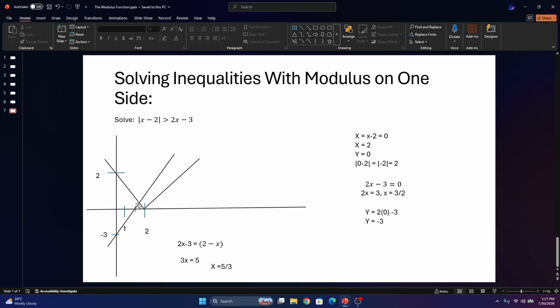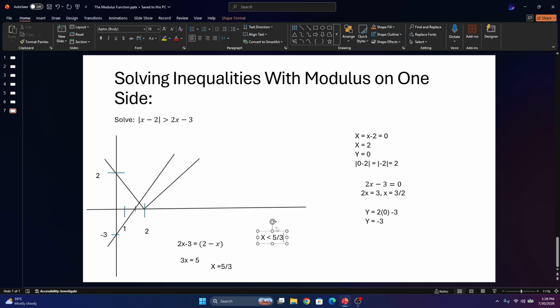And we can see that the part is this part right here, which is basically before the point of intersection. And from this we can conclude that for this inequality to be true, the value of x needs to be less than 5 by 3.